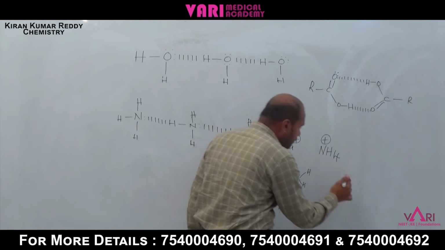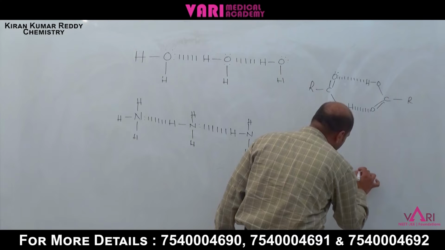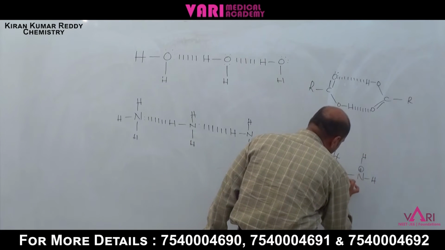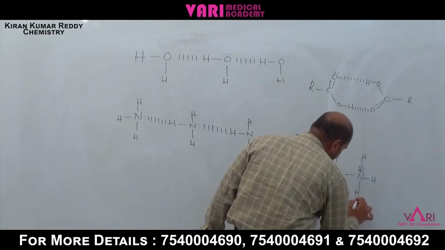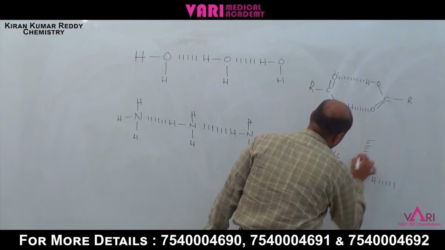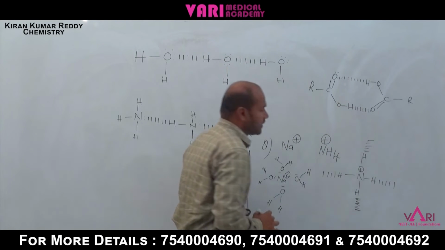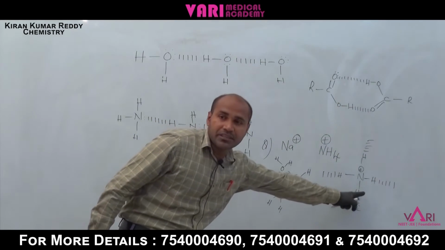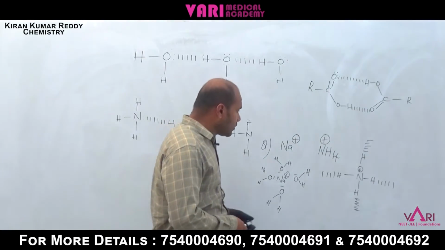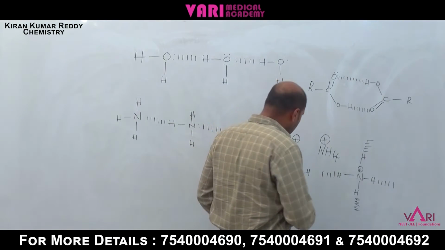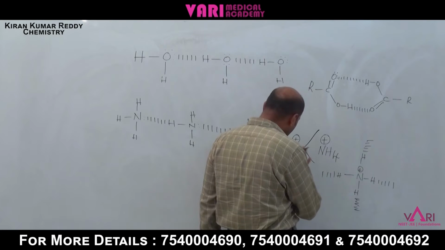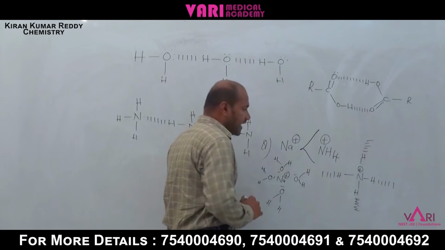Here, how many hydrogen bonds are formed by NH4+? Here is one hydrogen, here also one hydrogen, here also one hydrogen, here one hydrogen. This one is hydrogen bonding, this one also involved, this one also involved: 4 hydrogen bonds. More hydrogen bonds means more soluble in water. Which one is more soluble in water? NH4+, because more hydrogen bonds are present. That's why NH4+ is more soluble in water compared to Na+.